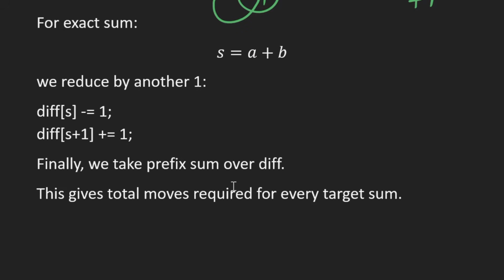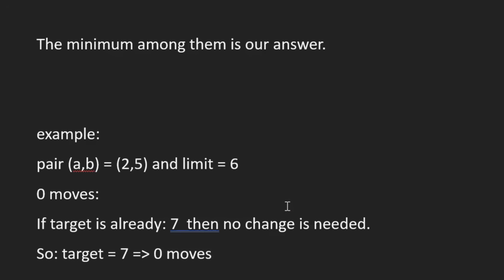Then the third case, the exact sum case, that is the sum is equal to a plus b. So for this point a plus b, we have to reduce the diff by again minus 1, right? And then s plus 1, the next element, will be added plus 1, right? So for this point, that is a plus b, we again reduce the cost by 1. And then we take the prefix sum over our difference array, and this will give us the total moves required for every target sum. So we'll take the minimum move as our answer.